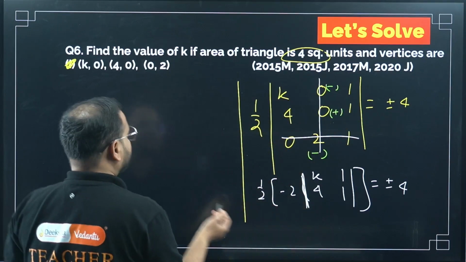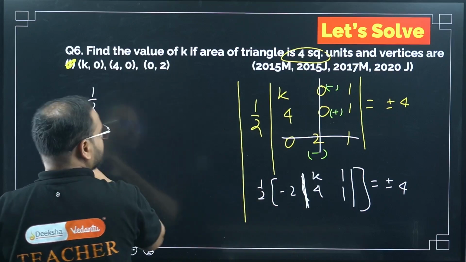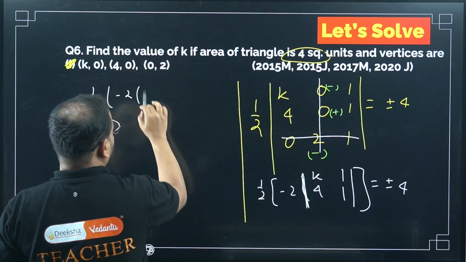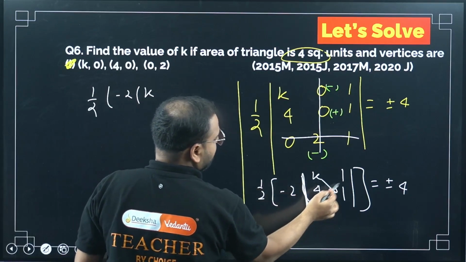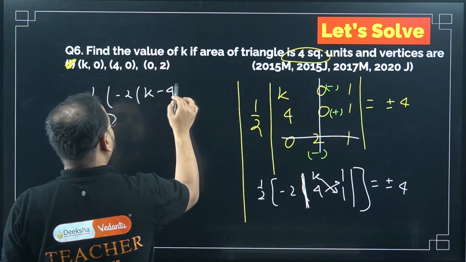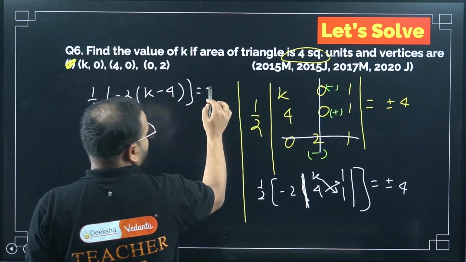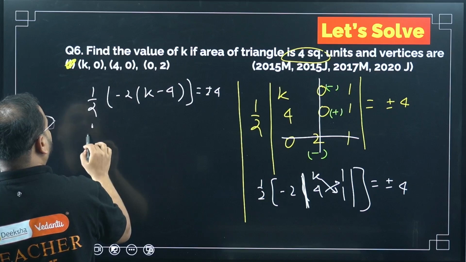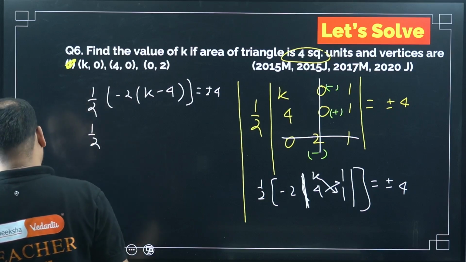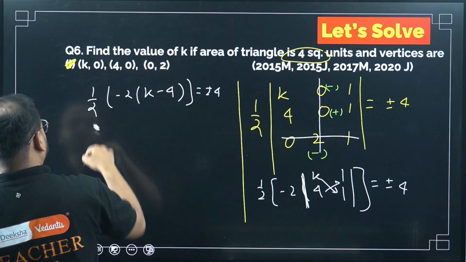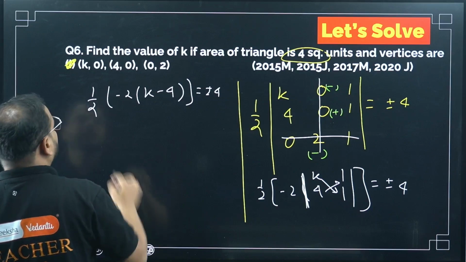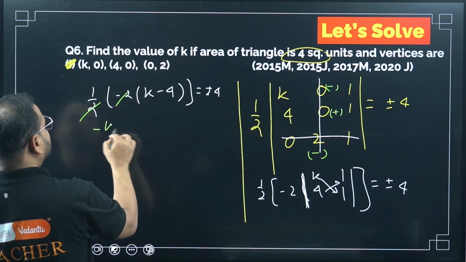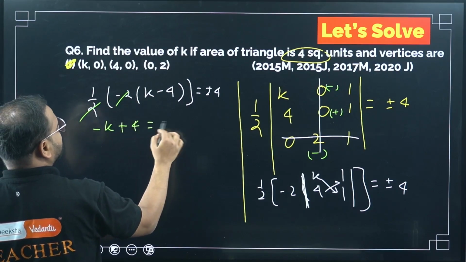I can simplify this as 1 by 2 times of minus 2 times of K into 1 is K, and minus 4. Equals plus minus 4. So I'm getting 1 by 2, cancel this 2 and 2. I have a minus sign outside. It will become minus K plus 4 equals plus minus 4.